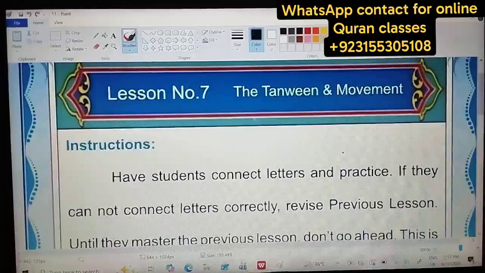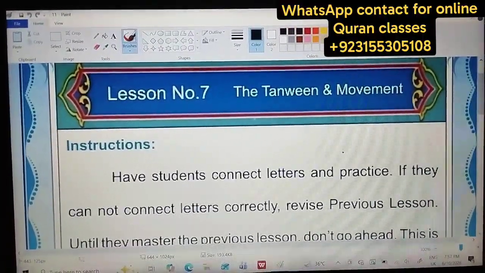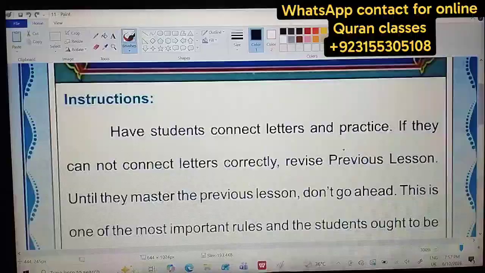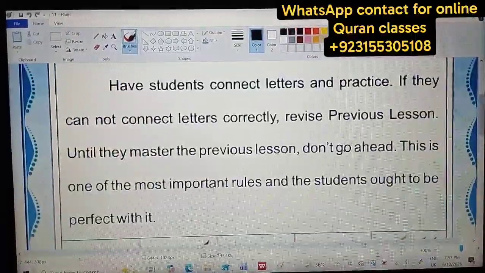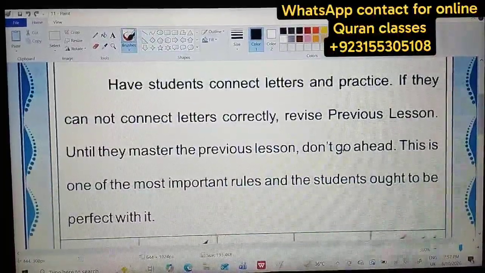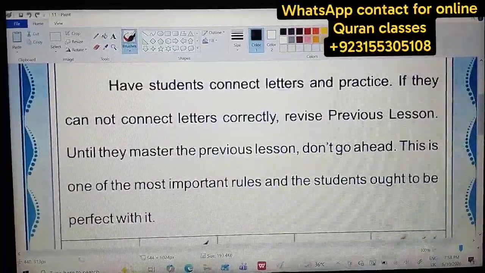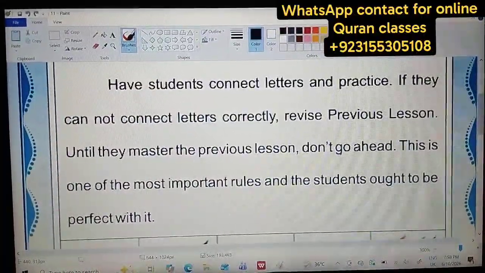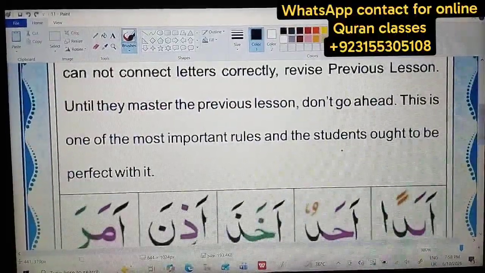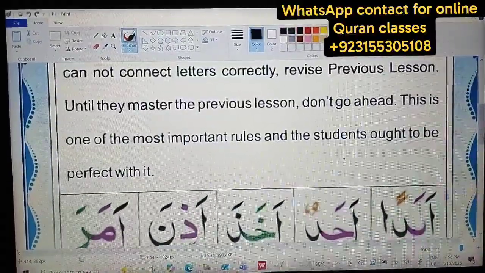So in the instruction, students, you see how students connect letters and practice. If they can't connect letters carefully, revise the previous lesson until they master it. Don't go ahead. This is one of the most important rules, and the students are to be perfect with it. In this lesson, students, we understand and practice how the letters are joined together to form a word, and how we pronounce and spell the mixed letters of a word.